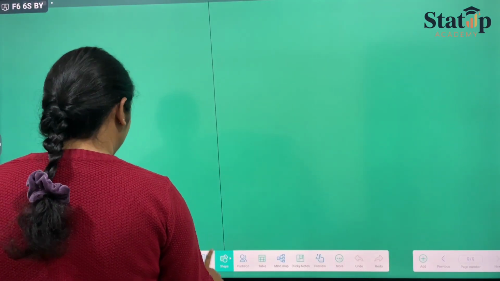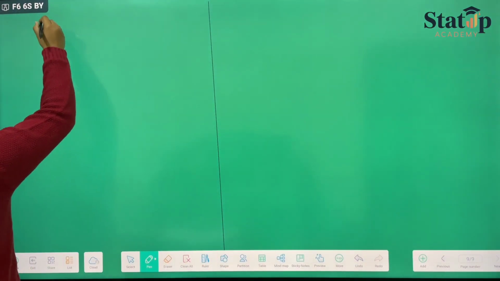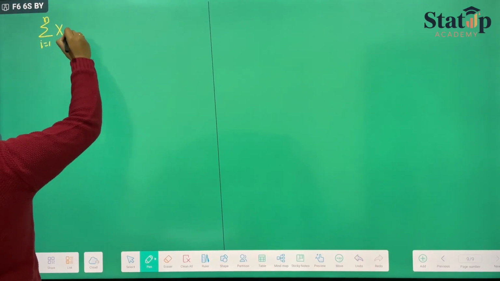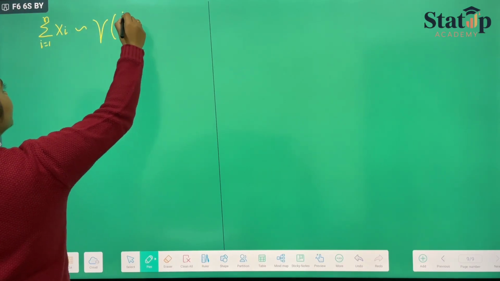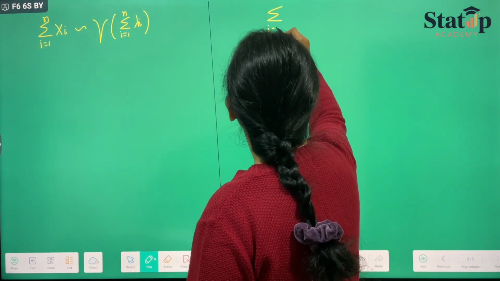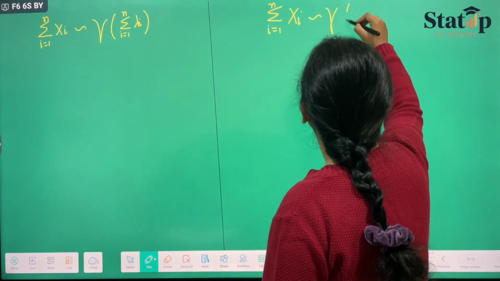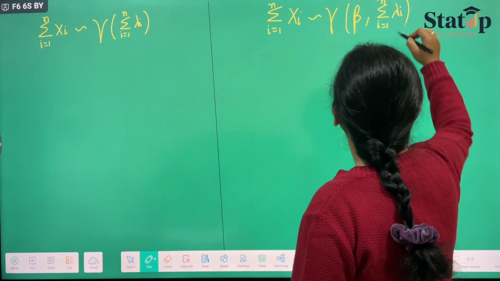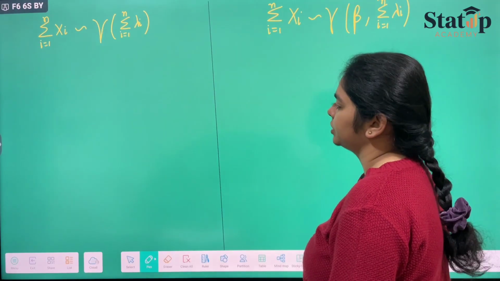There is one more property of these: the summation of gamma variates follows a gamma variate only. So the summation of xi's, i goes from 1 to n, follows gamma with the summation of i goes from 1 to n of lambda i. And here the summation of i from 1 to n of xi follows gamma with beta and the summation of i from 1 to n of lambda i. This will be our final property where we are talking about summations.